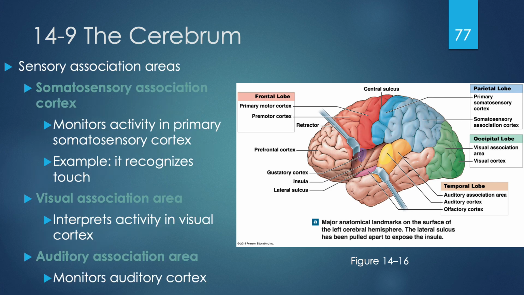Similarly, our sensory association areas will take information and process it as well. So now we're looking at the blue part of the image, mostly in the parietal lobe. So the somatosensory association cortex is going to monitor information and activity in the primary somatosensory cortex. And for example, one thing it will recognize is touch, how that feels, how you feel about it. The visual association areas will take information from the visual cortex and interpret that. And similarly, the auditory association area is going to take information from the auditory cortex and then manage that.